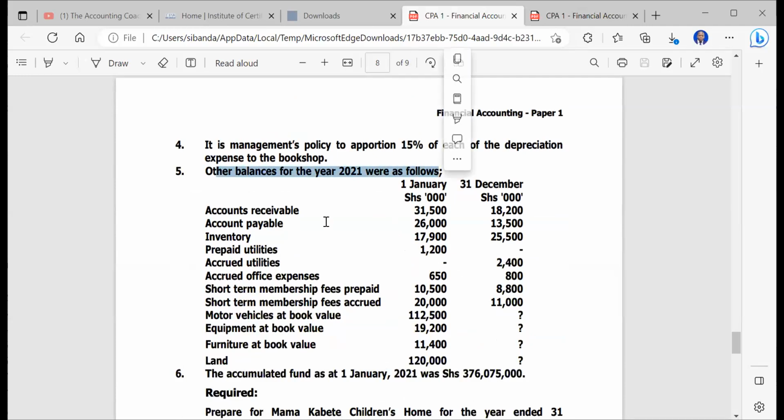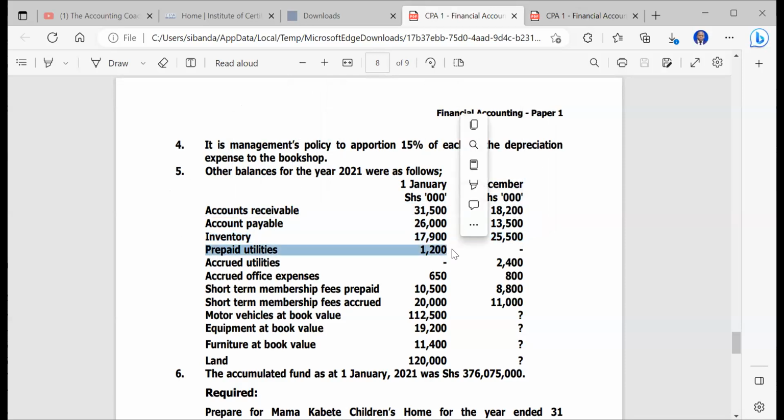They are telling me that accounts receivable, my opening balance is 31,500. Well, my closing is that value. Accounts receivable, inventory, prepaid utilities, accrued utilities. I do believe that you know accounts receivable, very similar to debtors. Accounts payable, you also know them. Credit suppliers. Inventory. Now, you know that this inventory relates to the bookshop, okay? Prepaid utilities, these are basically utilities that you have paid in advance, okay?